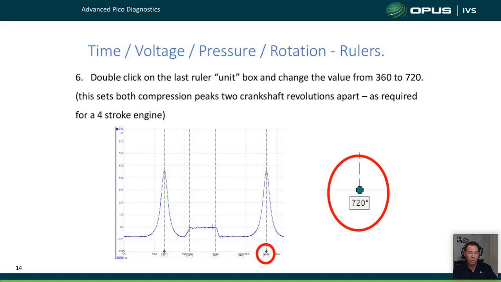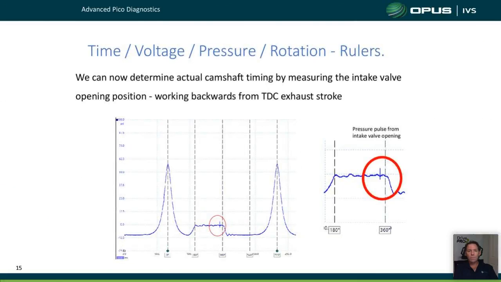The one thing you must remember to do is click on the box down the bottom here and make sure you change the first one to 0 and the last one to 720. Again, must be 720 because we've got 2 crankshaft revolutions in a complete 4-stroke cycle. If you're doing this on a 2-stroke engine, leave it at 360. Okay, this is what we talked about here. We can now determine the actual camshaft timing by measuring the intake valve opening position and then working backwards, which we did.